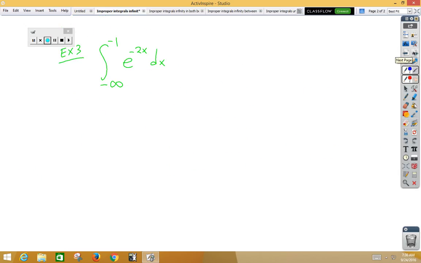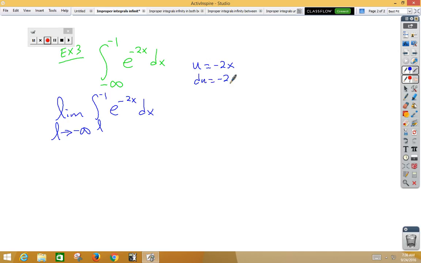In example 3, again, let's start by rewriting this as a limit as L approaches negative infinity. We are integrating from L to negative 1 of e to the negative 2x dx. Once again, we have a u sub. U is negative 2x, du is negative 2 dx. So if we want to multiply by a negative 2 on the inside, we have to multiply a negative 1/2 on the outside. So we have negative 1/2 integral e to the u du. So that's negative 1/2 e to the negative 2x.